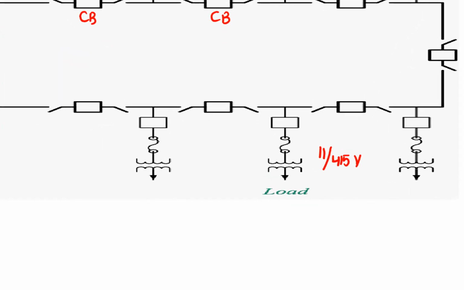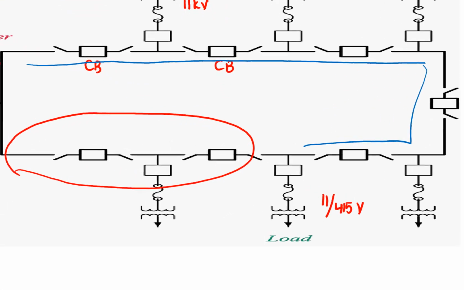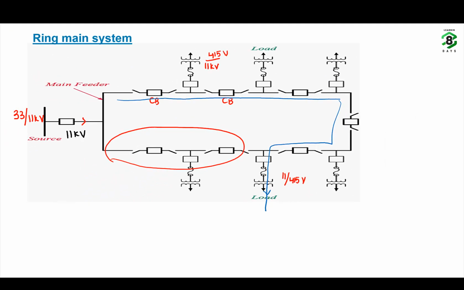Now if there is any interruption in this path, let us say any disturbance in this path, the electricity to the customers can be fed in this other path. Likewise in the ring main system, the reliability is more because there exist two paths. If there is any disturbance or fault in one of the paths, the electricity can be fed to the customer in the other path.